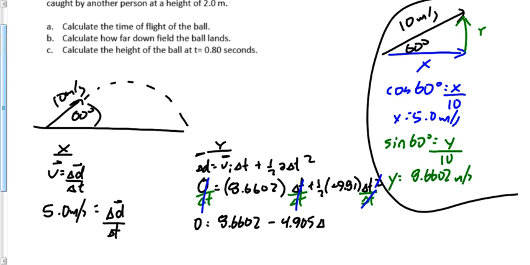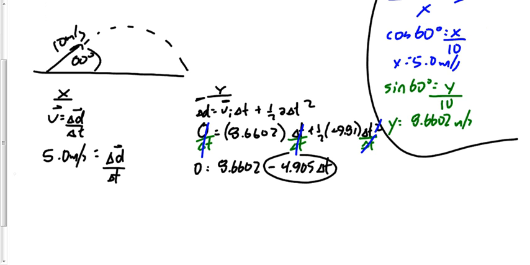Now the easiest way I think to do this is to take this term over to the other side by adding. So we get 4.905 times t equals 8.6602. Divide 8.66 divided by 4.905. What does that give us? What does it give us? Quick.